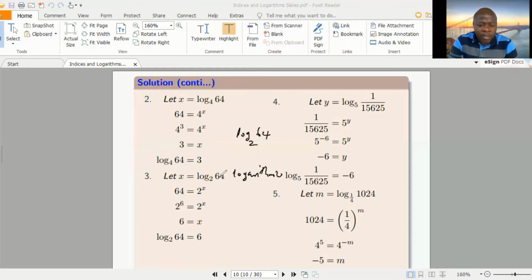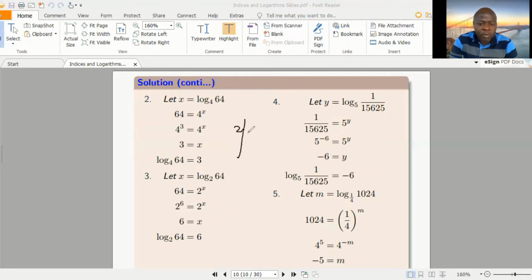x comes where 64 is, and 64 goes where x is. So 64 equals 2 raised to x. And then write 64 in terms of 2.